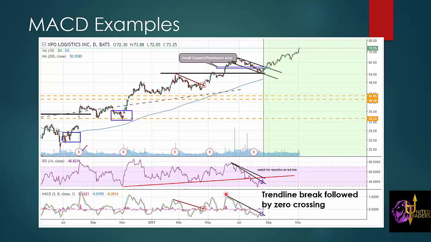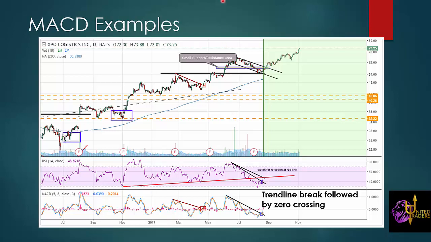Again, we have a trend line break that's then followed by a zero crossing. We have the odds in our favor. And if we look back even a little bit further, look, the last time the same thing happened, when we had a trend line break and a zero crossing, we moved higher.